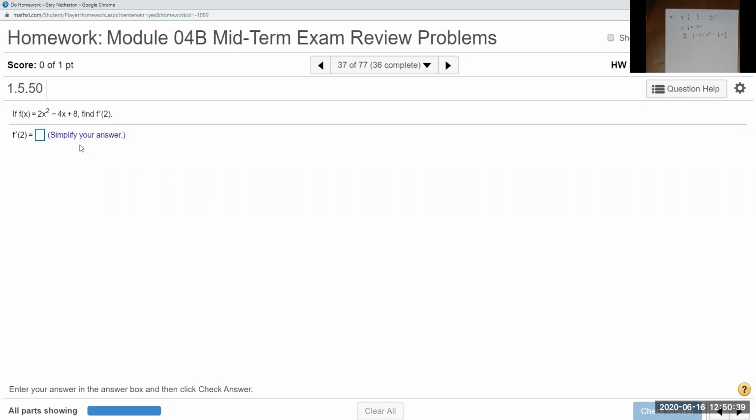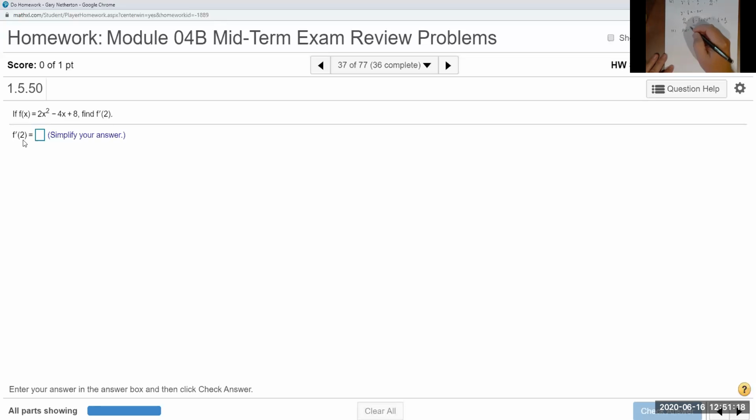Here, number 37, they give you a function, and now they're saying find the first derivative when x equals 2. So it's really a two-step problem. First step is you find the first derivative of the function, and then you set x equal to 2 inside your first derivative. Now, I could probably do that in my head, but just to make it clear for all of you, I will do it here on my paper.